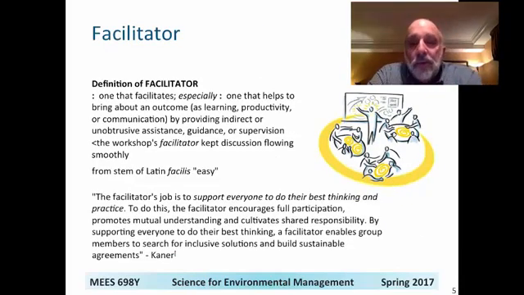So let's just talk about those roles. And these are important roles. These are important things to do, as we feel being a facilitator is an important role in doing good science for environmental management. A definition of a facilitator is one who helps bring about an outcome, actually providing indirect assistance or guidance, keep the discussion flowing. It comes from the Latin root facilis, for easy. And support everyone to do their best thinking and practice is a good definition.